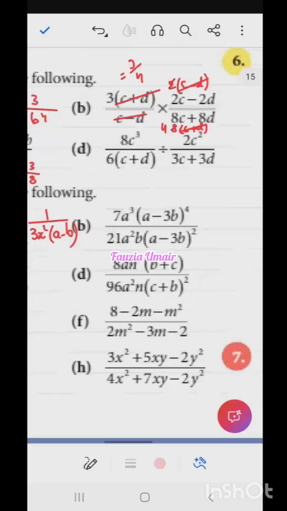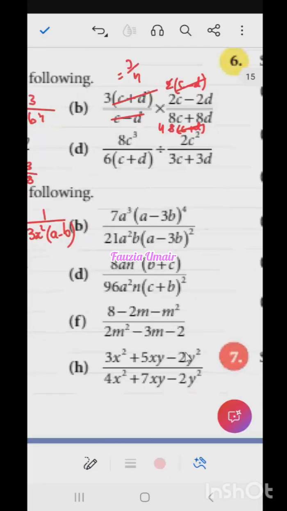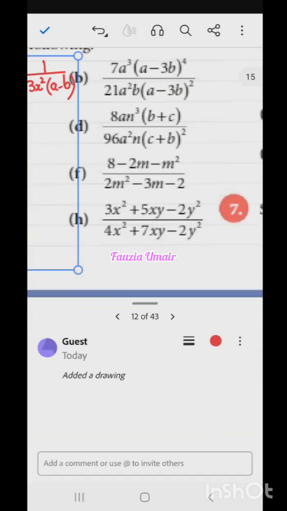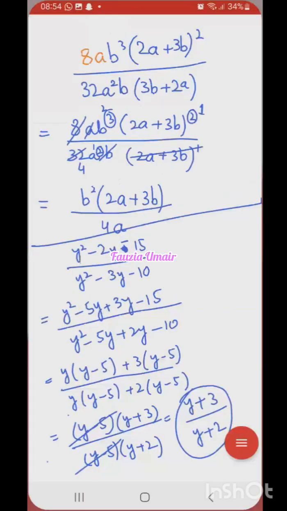So now let's look at the second half of this question. Okay, I cannot see anything difficult. We can do these last two parts because there is a coefficient on both terms. So we need to do middle term breaking, but this time there would be a difference. Let's start with the F part: 8 minus 2m minus m square. 8 minus 2m.